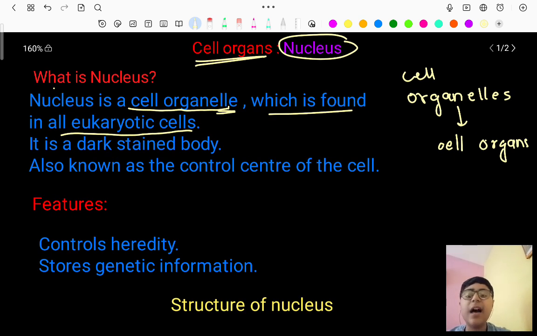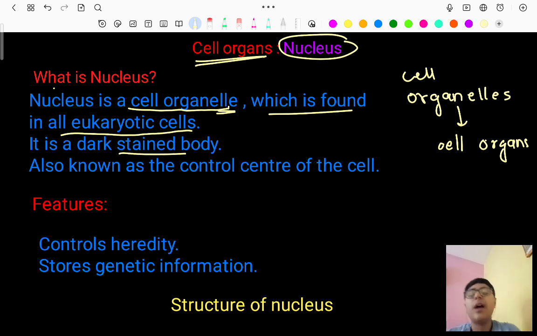Now it is a dark stained body which is found in all eukaryotic cells. What do we mean by eukaryotic cells? The eukaryotic cells are the cells which have a well developed nucleus, and the DNA is not in a snaked form.